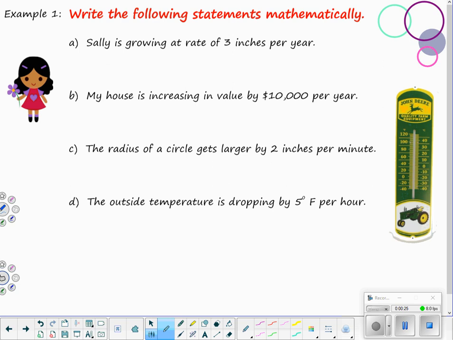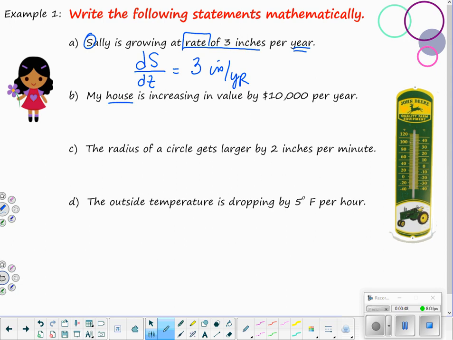I'm going to do this real quickly. Sally is growing at a rate of 3 inches per year. The word rate indicates to me that it is a derivative with respect to time, since it said per year. I'm going to use this S for Sally. Sally's growth rate is 3 inches per year.